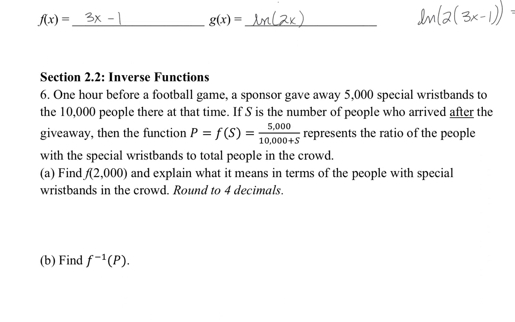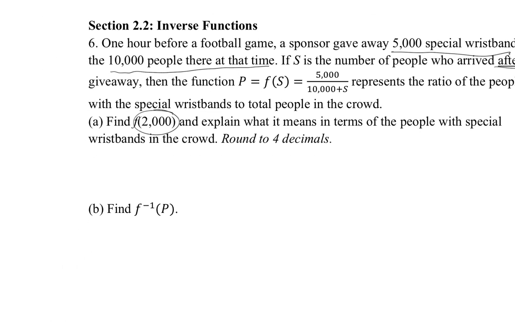We are given that 1 hour before a football game, a sponsor gave away 5,000 special wristbands to the 10,000 people there at that time. If S is the number of people who arrived after the giveaway, then the function P equals F of S represents the ratio of people with the special wristbands to the total people in the crowd. First, we're asked to find F of 2,000 and explain what it means in terms of the people with special wristbands. So I'm going to go ahead and evaluate that.